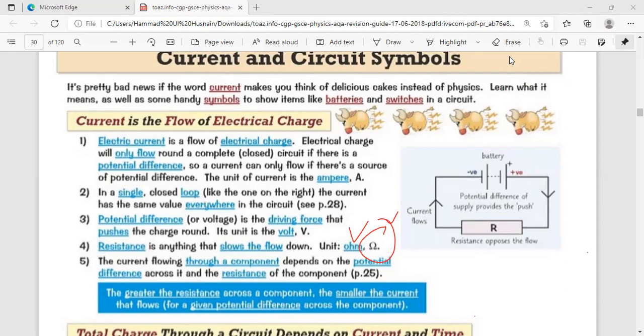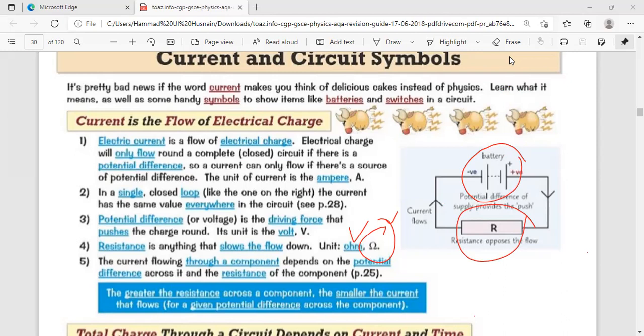So the current flowing through a component depends on the potential difference across it and the resistance of the component. Now whenever we are talking about the current that is flowing through this circuit, it will depend upon two things. First, the potential difference, and second, the resistor. Now how does this current depend on these two things? Basically the current has a direct relation with the battery or potential difference. If you have a larger potential difference or larger battery, more current will flow through the circuit, and if you have a smaller potential difference or smaller battery, a lesser amount of current will flow through the circuit.